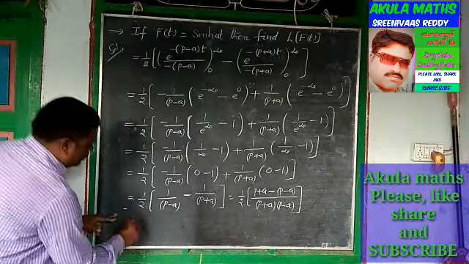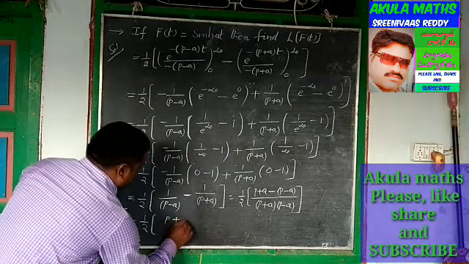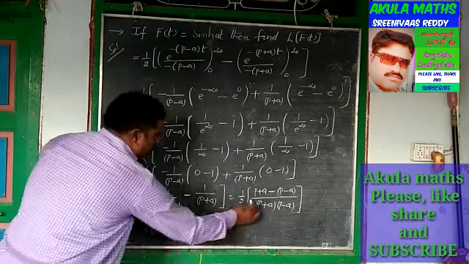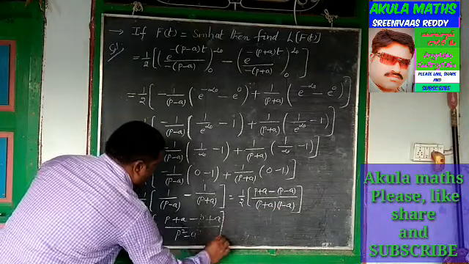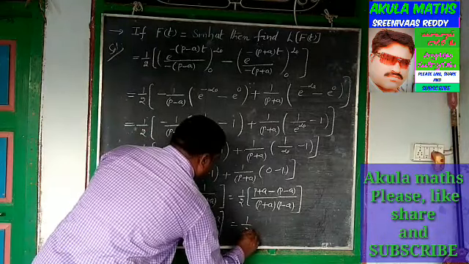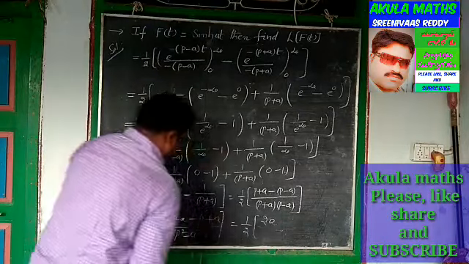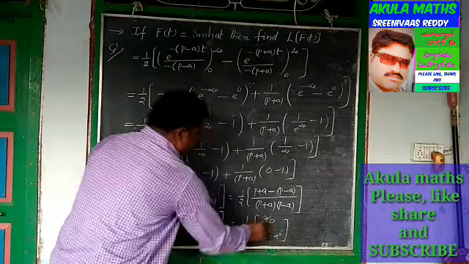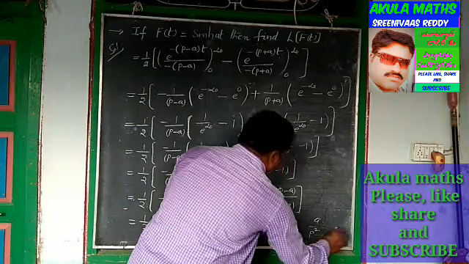So that is equal to 1 by 2 into p plus a minus p plus a by a plus b into a minus b, p square minus a square. So minus p plus p get cancelled. That is equal to 1 by 2 into a plus a means 2a by p square minus a square. So 2 gets cancelled. That is equal to a by p square minus a square.